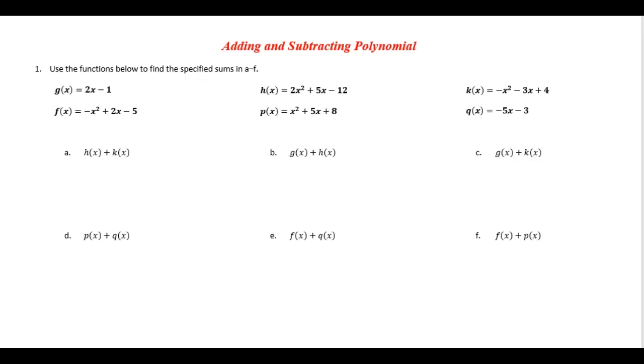What do I mean by like terms? Like terms are terms that have the same variables and the same exponent. Like terms mean same variables, same exponent. That's it. That's what like terms mean. Same variables, same exponent. Okay, so let's go.